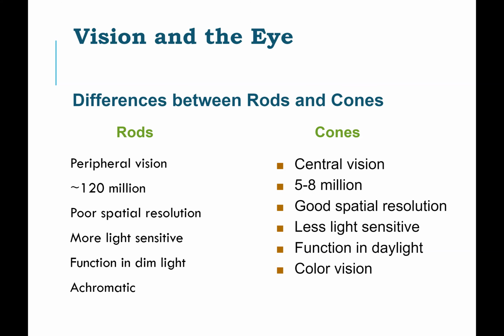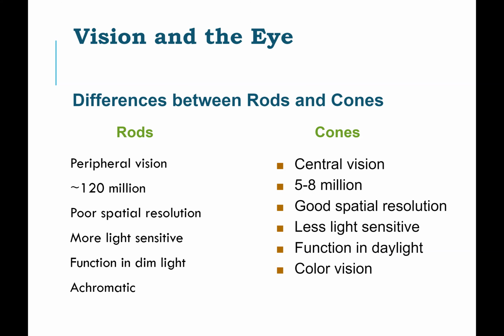So rods, as we said, mediate peripheral vision because they're mostly in the periphery. There are none in the foveal vision. There are many more of them, around 120 million, compared to cones. They have poor spatial resolution. What does that mean? Yeah, so less ability to differentiate fine details, right?